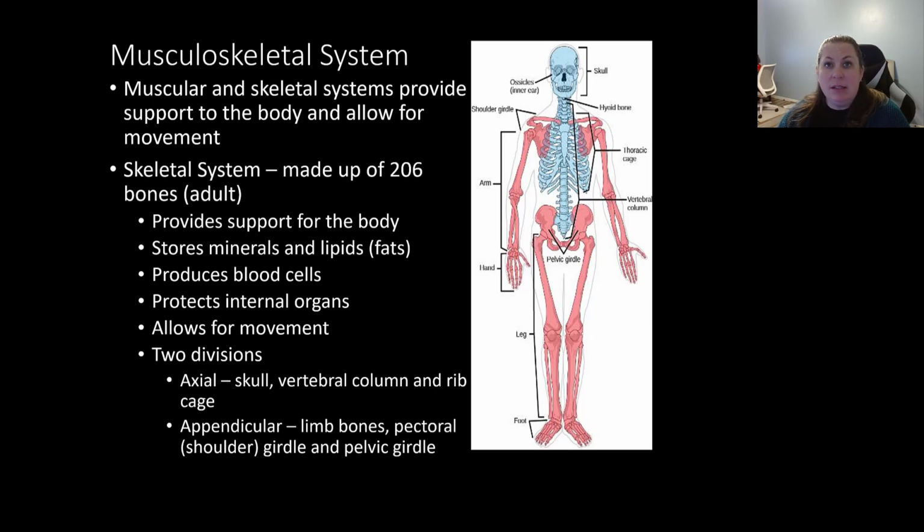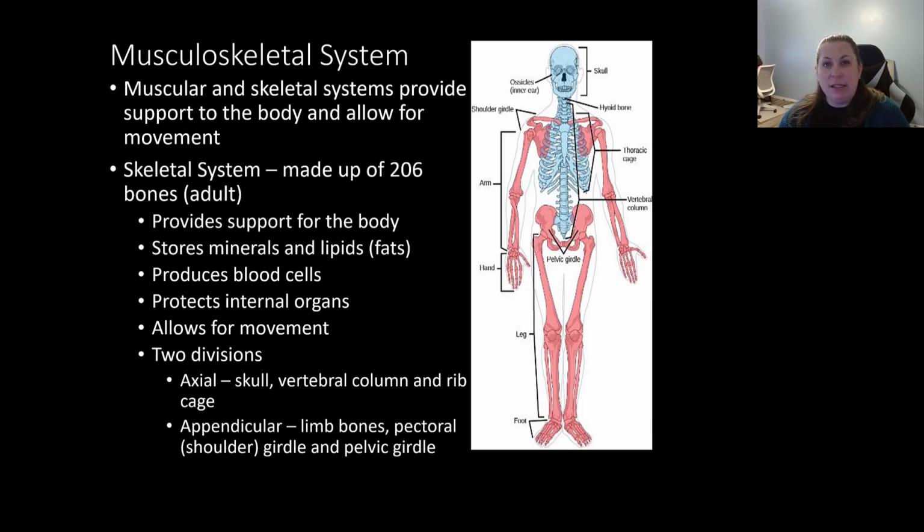So the skeletal system is made up of 206 bones. When we talk about an adult skeleton, it does provide you with structure and support. It stores minerals like calcium and phosphorus, and it also stores some fats in the bone marrow. The red bone marrow also is responsible for making blood. Okay, so your red blood cells, white blood cells, and platelets are made in the bone marrow. The bones allow for attachment of muscles, which again allows for movement.